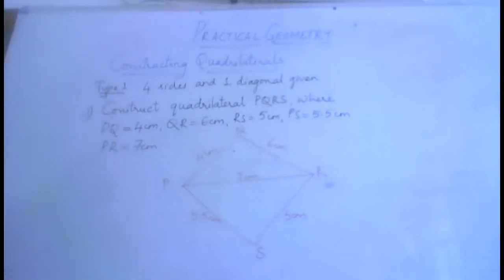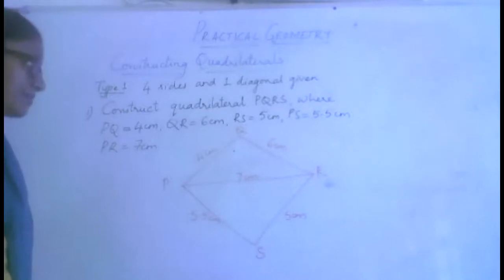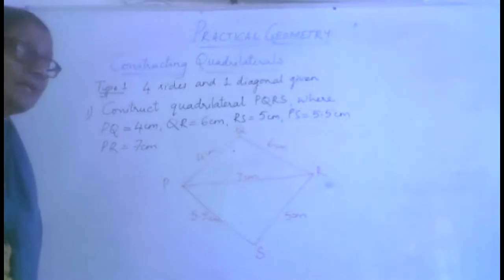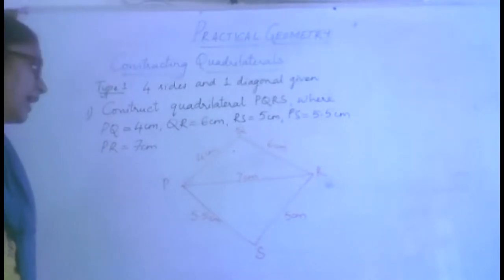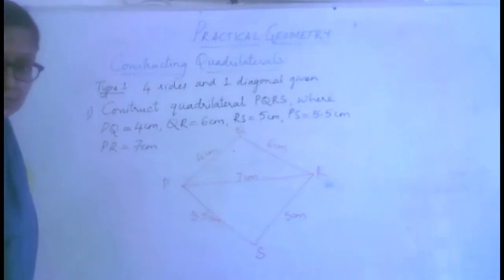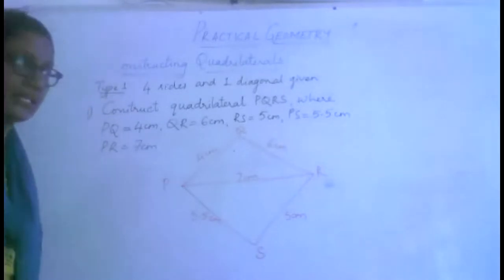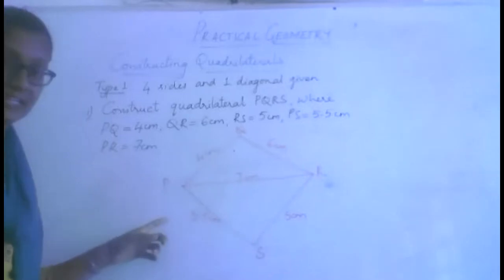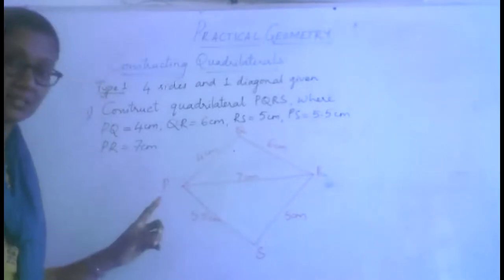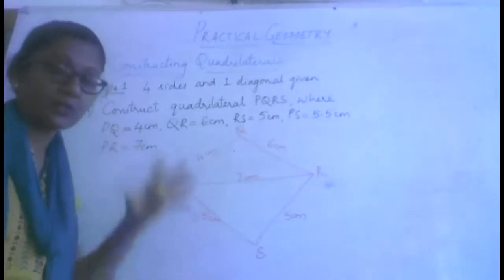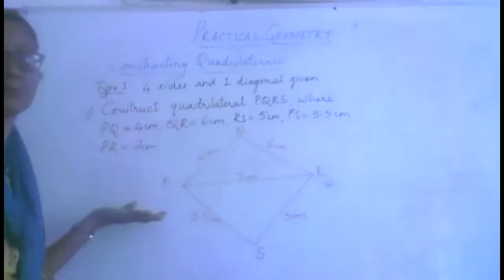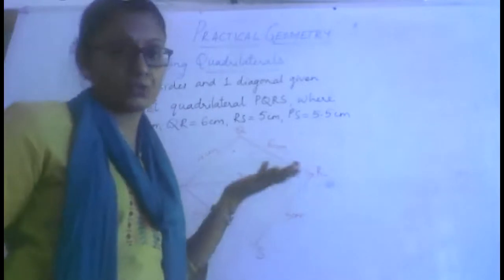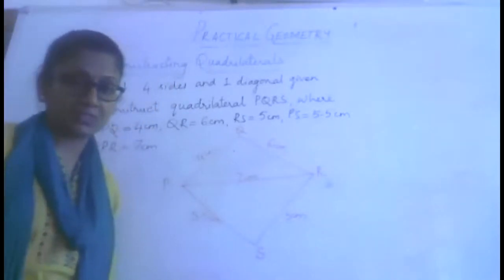Construct a quadrilateral PQRS, where PQ is 4 centimeters, QR is 6 centimeters, RS is 5 centimeters, PS is 5.5 centimeters, and PR is 7 centimeters. So there are various ways in which you can draw the rough sketch. There's no necessity that you have to draw it like this as I have done. But I have done this with a purpose, because a rough sketch is drawn to visualize the dimensions or the measurements given to us.